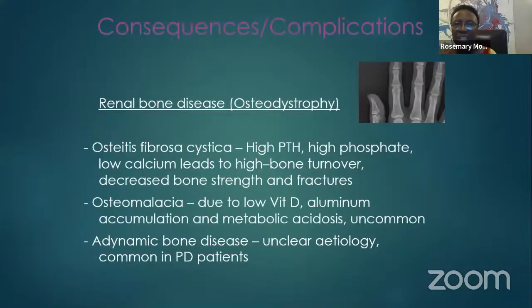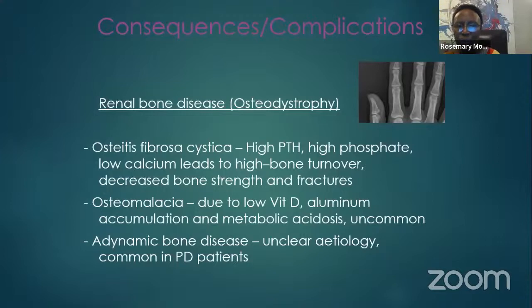The complications of hyperparathyroidism: we've got what we call renal bone disease, or osteodystrophy. You can get your osteitis fibrosa cystica from high PTH, and it's basically because of the high phosphate and the low calcium, which will lead to high bone turnover with a decrease in bone strength and fractures.